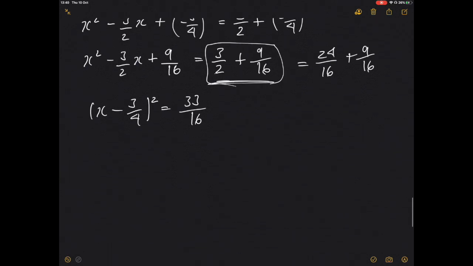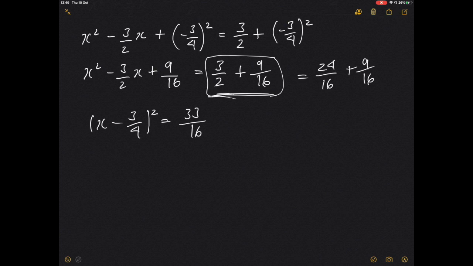And then we can put our solution in surd form again. So we'd say that x equals 3 over 4 plus or minus the square root of 33 over 16. And that would be our answer.